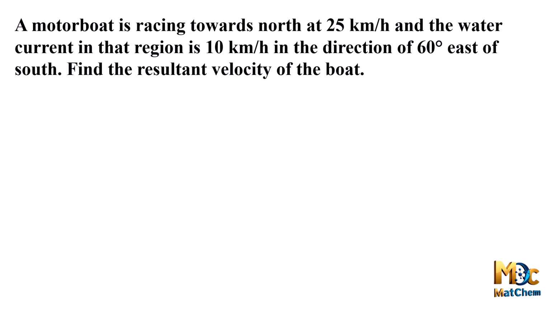They're telling that a motorboat is racing towards the north at 25 km per hour and the water current in that region is 10 km per hour in the direction 60 degree east of the south. Find the resultant velocity of the boat.